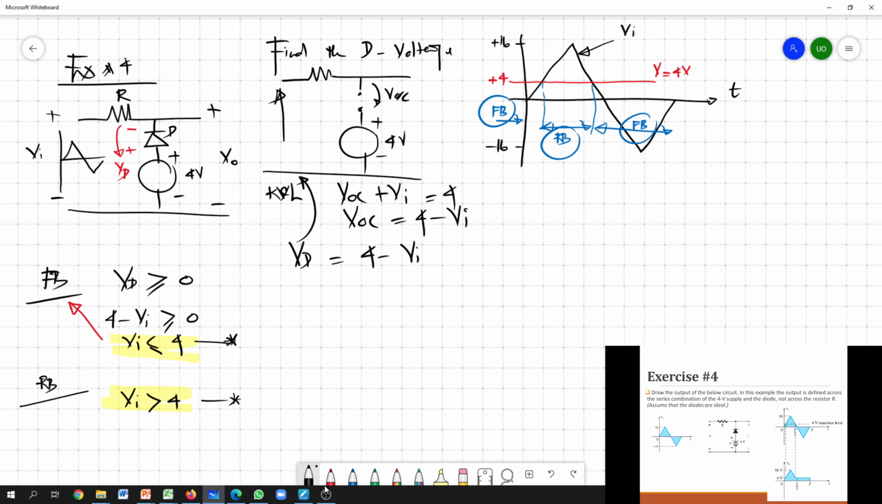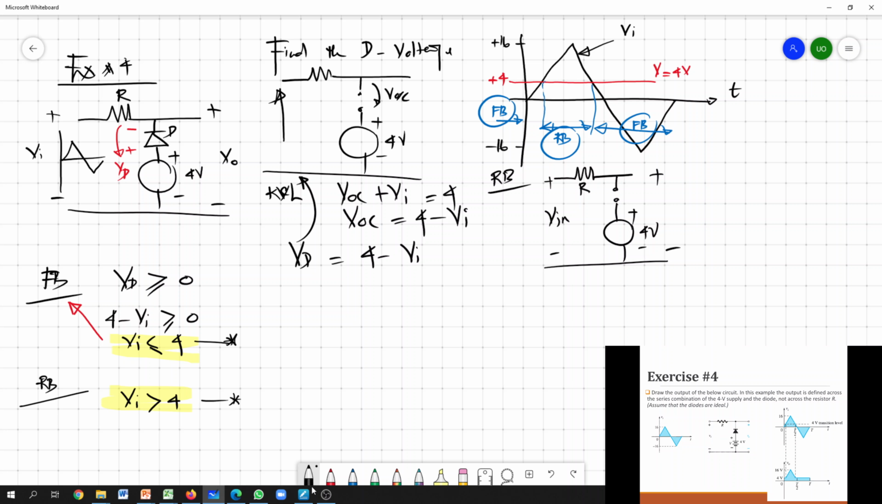Now it is time to find the output voltage. So see what happens if the diode is forward bias. Let's start with reverse bias, then it's easy to identify. Once this diode is reverse bias, it is open. So then the circuit is something like that. Here you have an open circuit, and here you have a source of 4 volt and R, and this is your input.